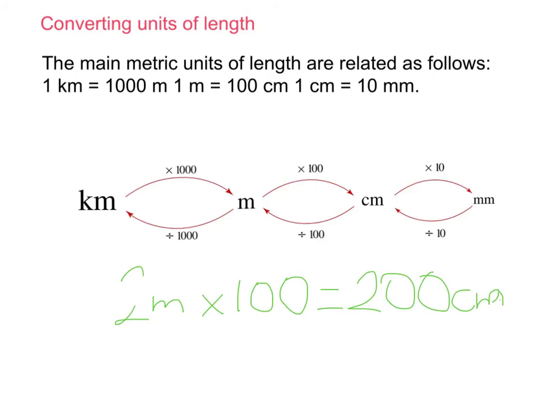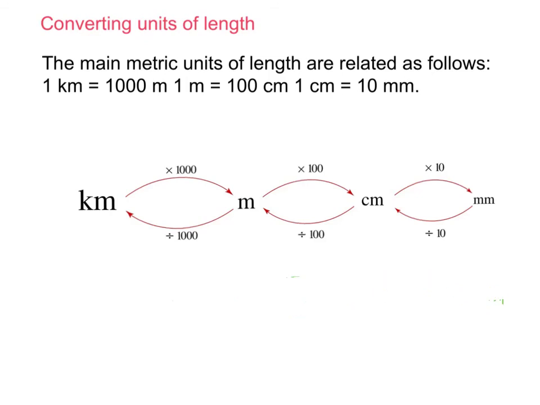Then finally, guys, the very last example, if we have, say, 3 centimetres, and I'm asking how many millimetres is that? We need to times it by 10. So we'd get 30 millimetres, because there is 10 millimetres in 1 centimetre. If I have 3 centimetres, I have 30 millimetres.